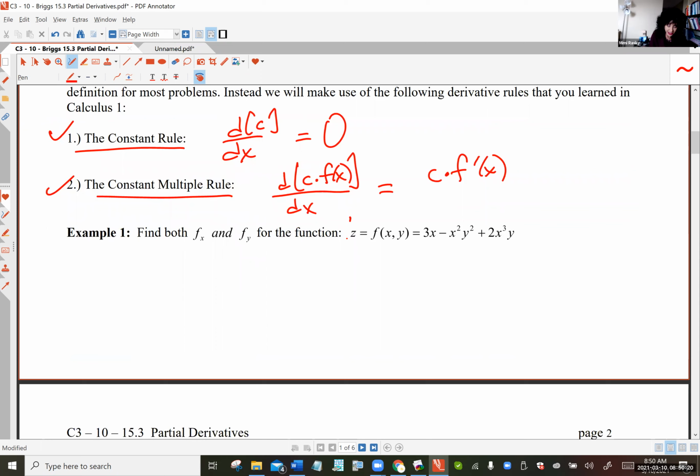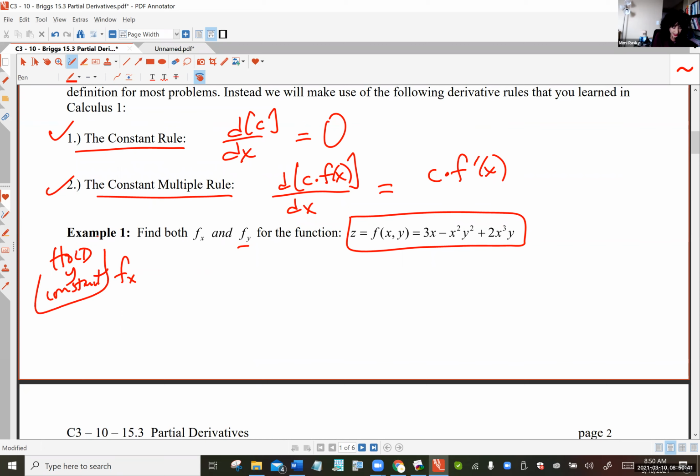So here's an easy function of 2 variables, easy because it's just a polynomial. And we're going to find fx and fy, okay? So let's do fx, and what you're going to need to do for me is you're going to put on a special set of glasses where when you look through these glasses, y is constant. Y looks like the number 2, for example. Okay, here we go. We're going to differentiate with respect to x, holding y constant.